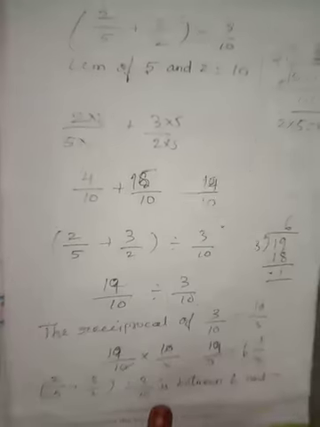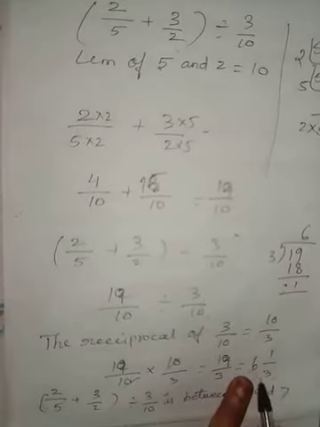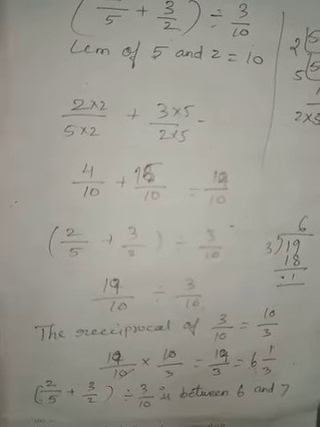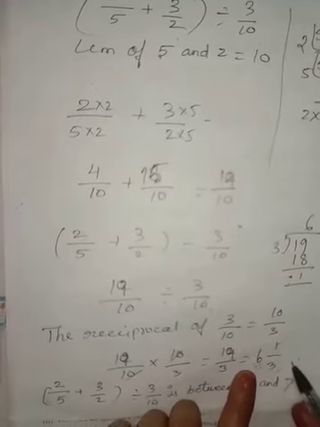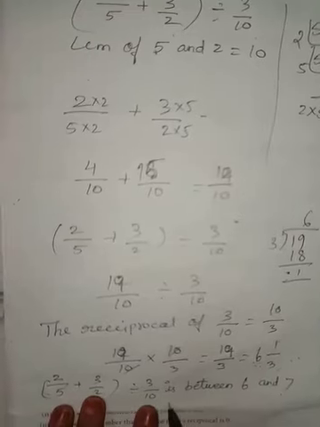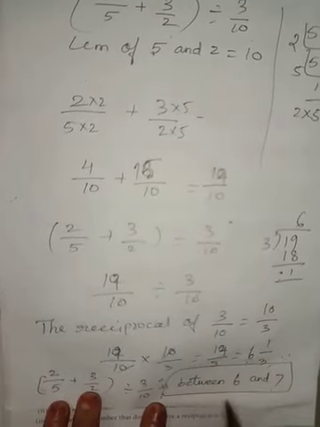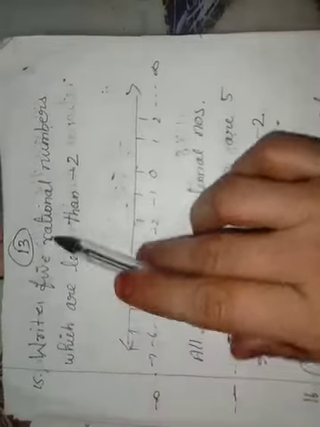So from this we can tell that the given answer lies between 6 and 7, because here the whole number is 6 and the next whole number is 7. That's why we clearly say that the number lies between 6 and 7. Students, next, the 15th one: write 5 rational numbers which are less than minus 2.